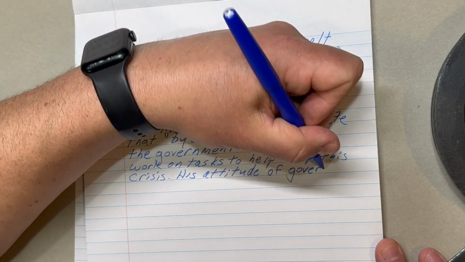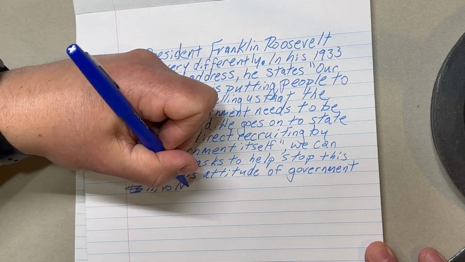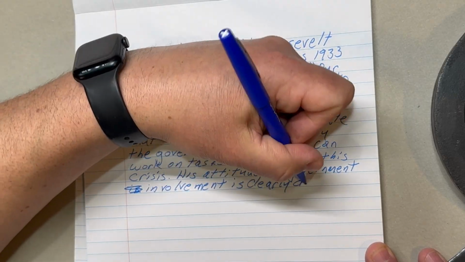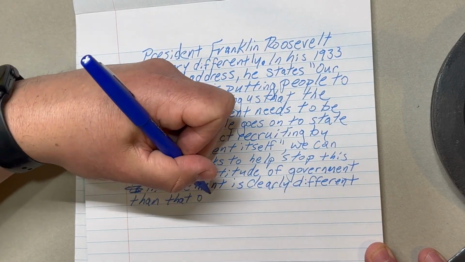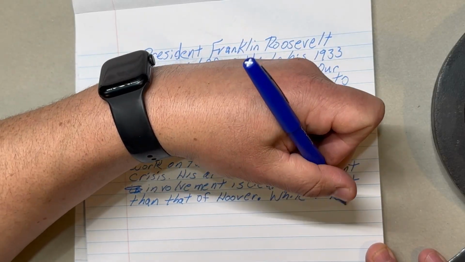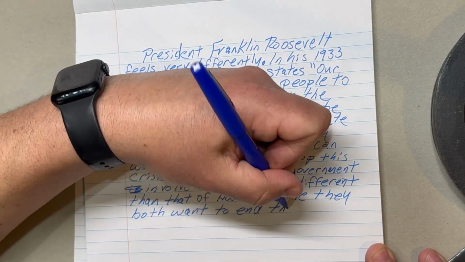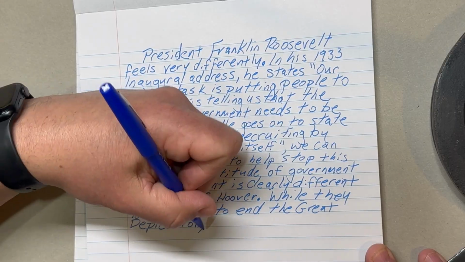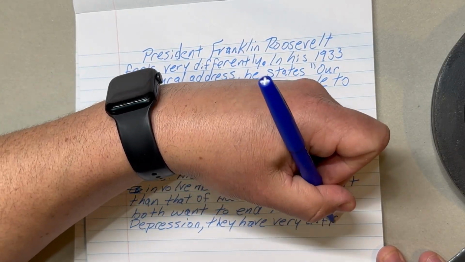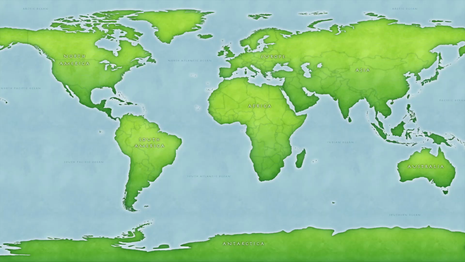I close out this paragraph by stating once again that they both want to solve the problem of the Great Depression, but they have very different attitudes concerning how they want to take that on. And I think that's really important to let the reader know how you feel.